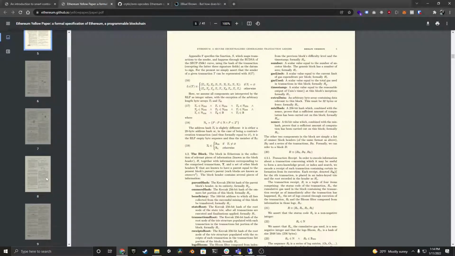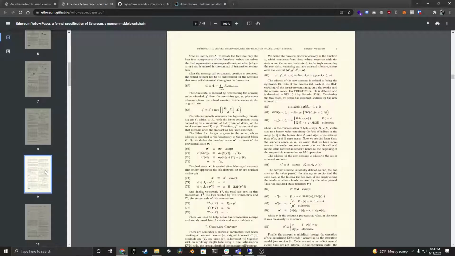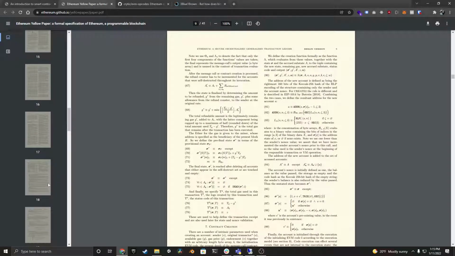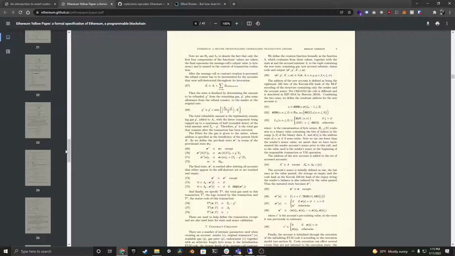It's pretty in depth, but fundamentally what it does is it defines a collection of opcodes or operation codes that we can use within the EVM itself in order to change the state of the actual blockchain, right? So what are some of those opcodes?